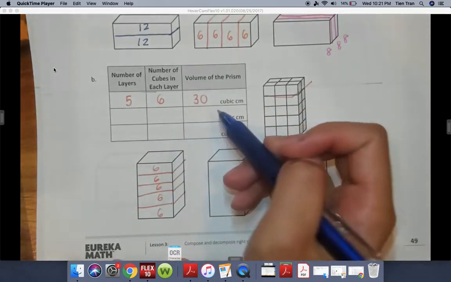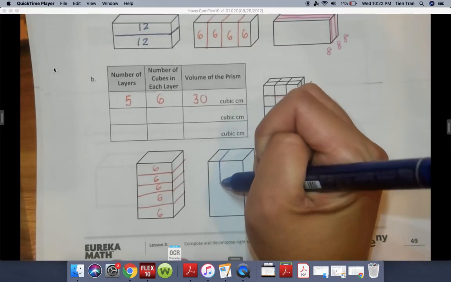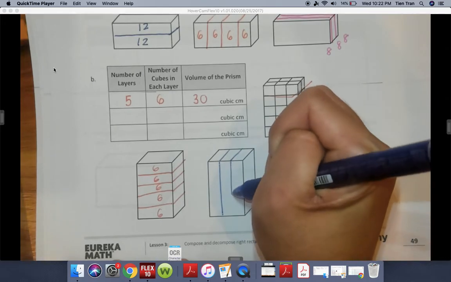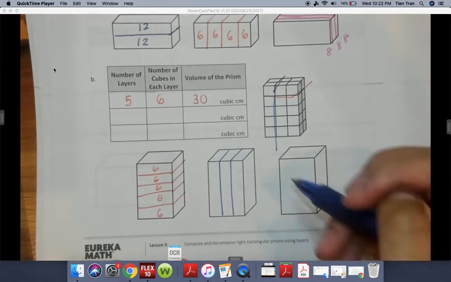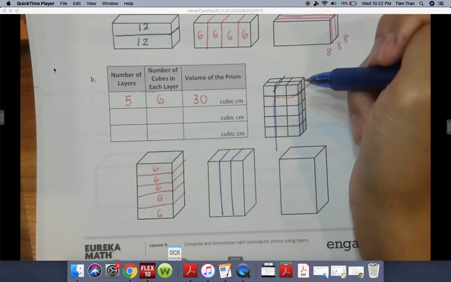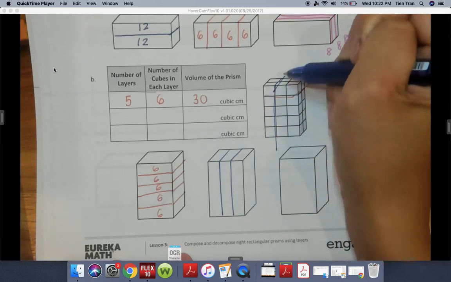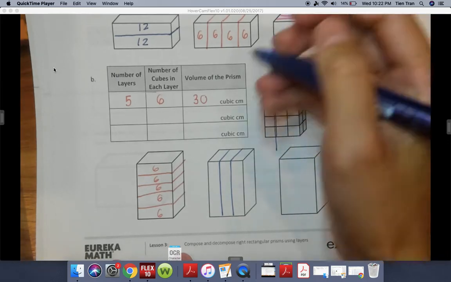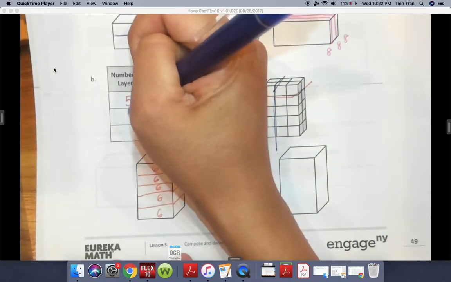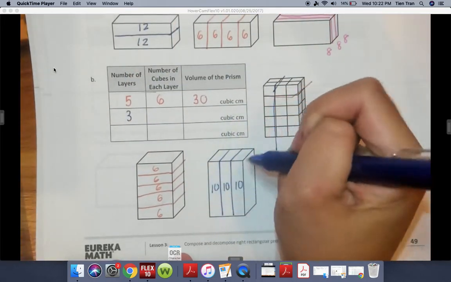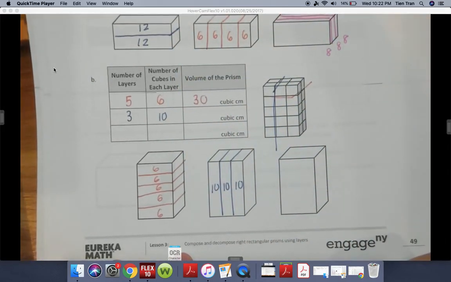On the next one, I'm going to decide to cut it into 3. Okay, so what I mean by that, I'm cutting it like that. And I'm going to count how many cubes are in each layer. 1, 2, 3, 4, 5. But remember, there's a back, so that's 10. So 10, 10, 10. There are 3 layers. You see that? And there are 10 cubes in each layer.